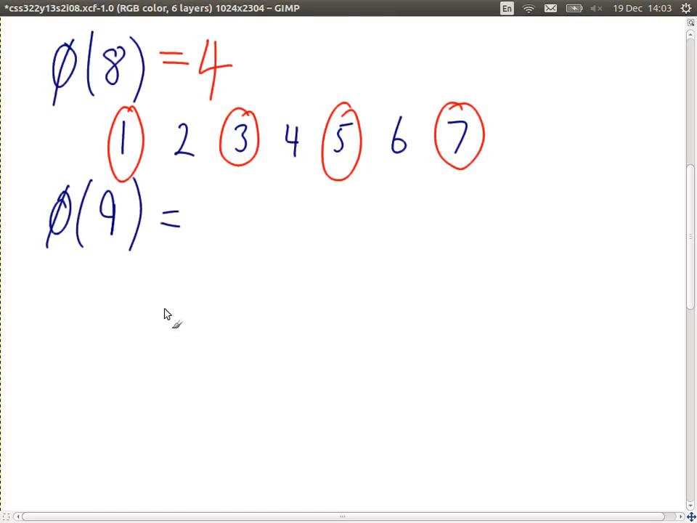Let's quickly determine the totient of 9. Euler's totient of 9. Try and find yourself the totient of 9.